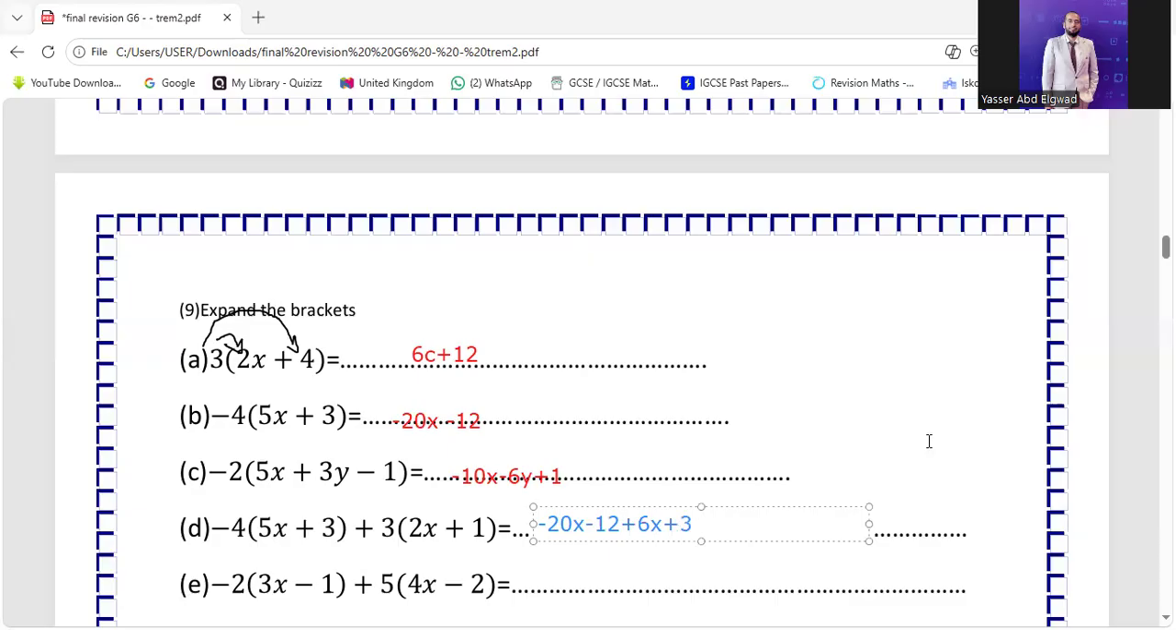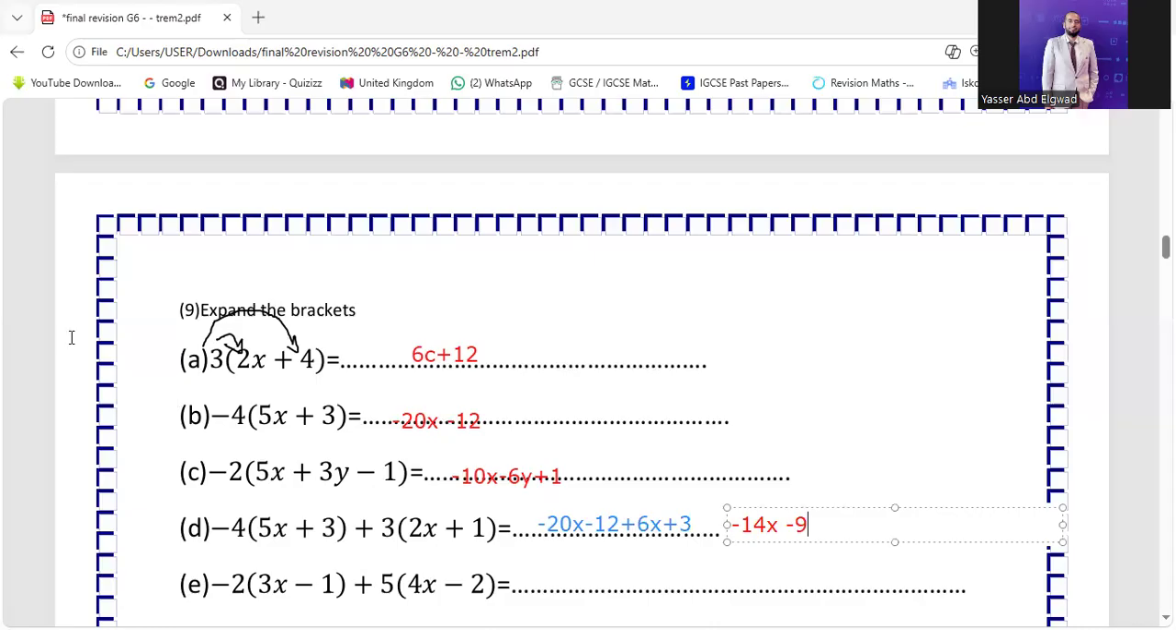Here we have to collect same terms. How to collect? We have negative 20x plus 6x. If you add them, different sign, subtract. Negative 20 plus 6, negative 14x. And negative 12 plus 3, different sign, subtract, negative 9. And so on. The next one.